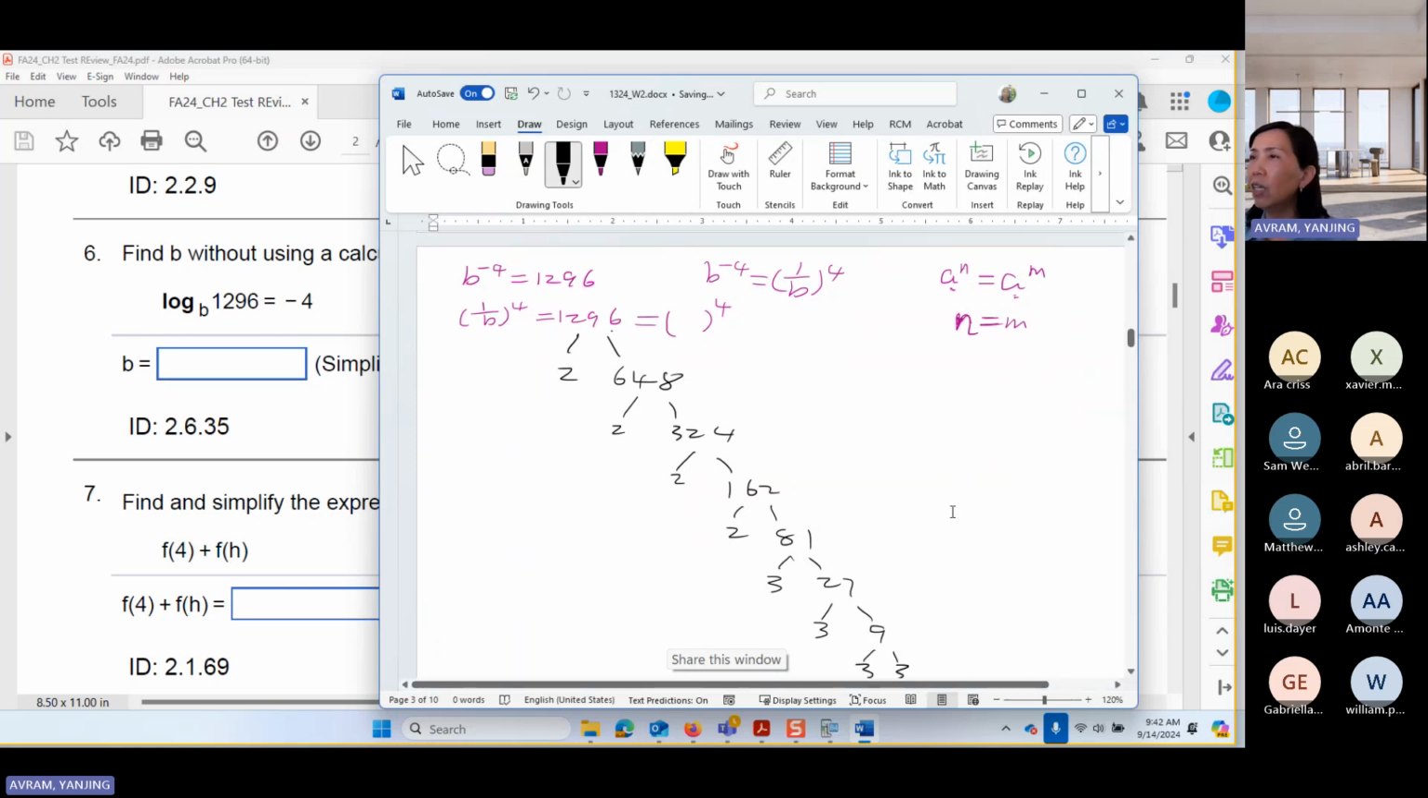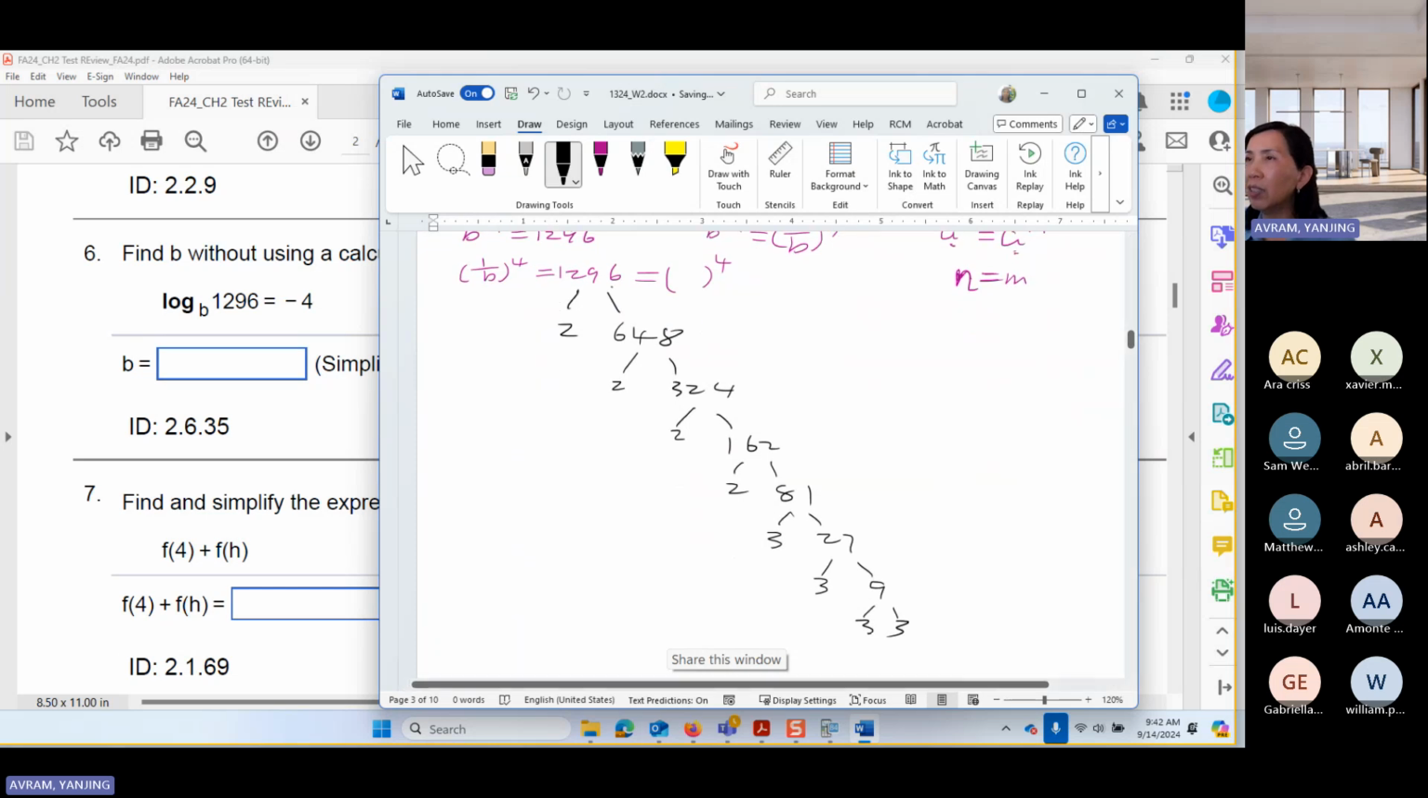All right, so I broke this big number down into these factors. You have 1, 2, 3, 4, so 4 of the 2, which can be 2 to the 4 power, times 4 of the 3, which will be 3 to the 4 power. So 2 times 3 to the 4 power, or 6 to the 4 power. Look at that, this one is 6 to the 4 power.